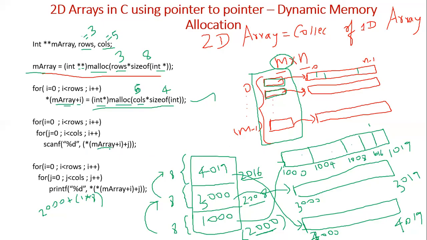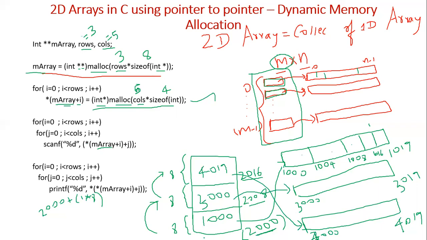Okay, so what is M array? M array is 2000. I is initially 0, so M array plus I is 2000 plus 0, which is 2000. So here we are adding a star. Why are we adding a star here?